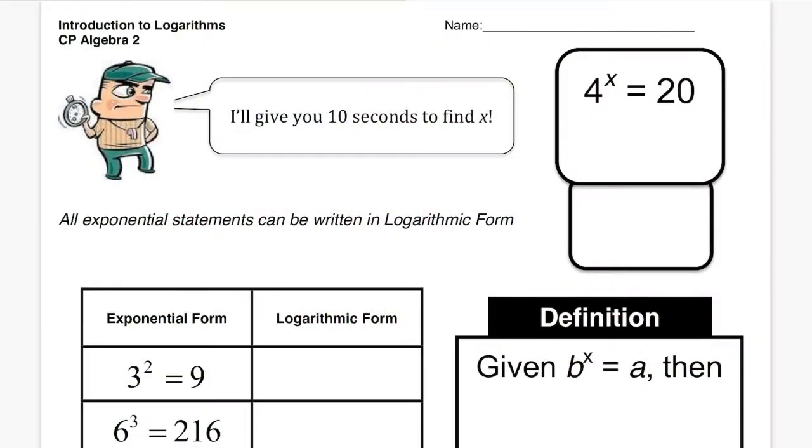Now, what I hope to really show you is how logarithms will help us to find an exponent. Maybe for a statement like 4 to what power equals 20. You see, logarithms open up a whole new world of solving for exponents. So, what exponent do you think you put on 4 to get 20? I'll give you 10 seconds to find out.